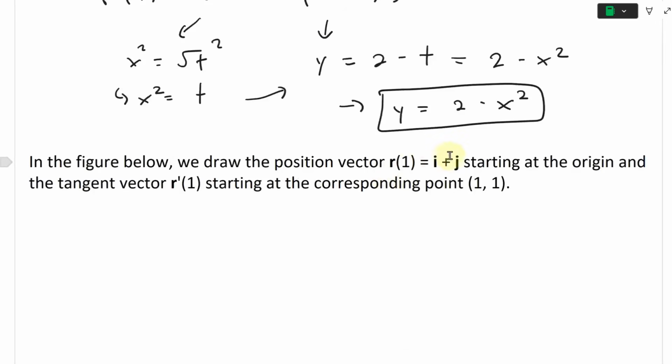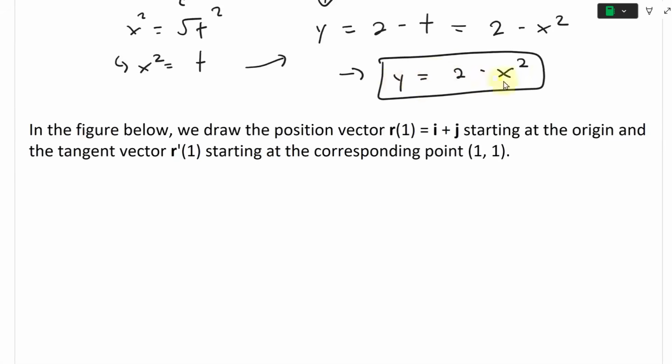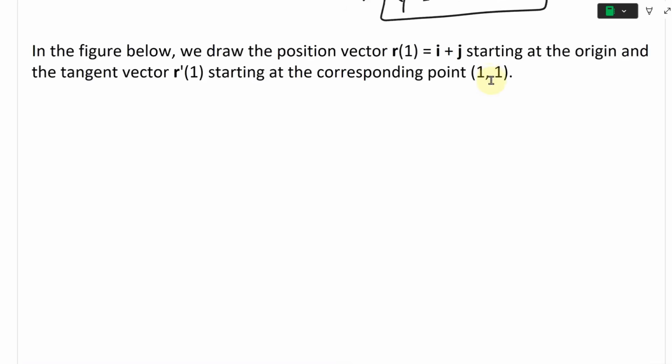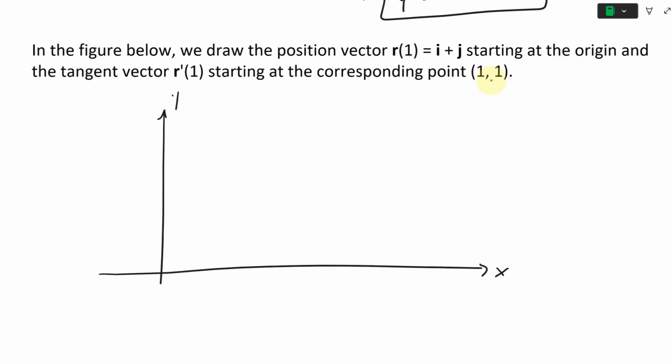In other words, the position vector starts from the origin and goes to 1, 1, and then the tangent vector is tangent at this 1, 1 point. So we draw the vector from there. So let's draw this out. We also know that the curve is y equals 2 minus x squared. So if we graph this out on just the x and y axes, there's the x, there's the y.